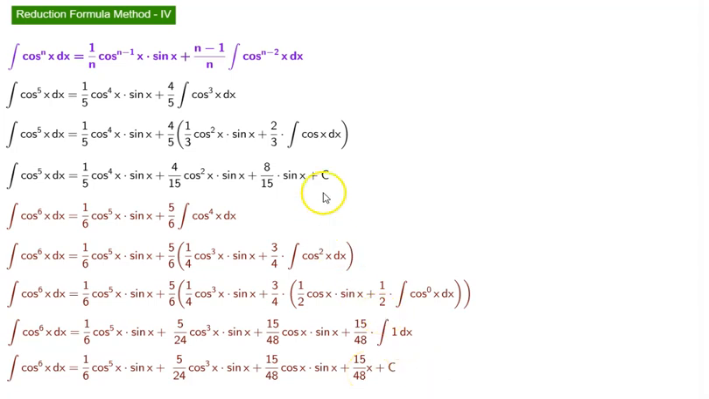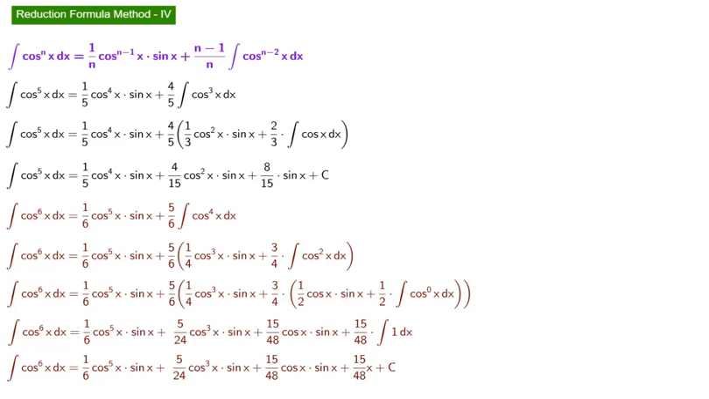And remember, we don't have to add plus c every time. In the final step, we can just add a constant of integration. Okay, so this was two examples, one with an odd power and one with an even power.